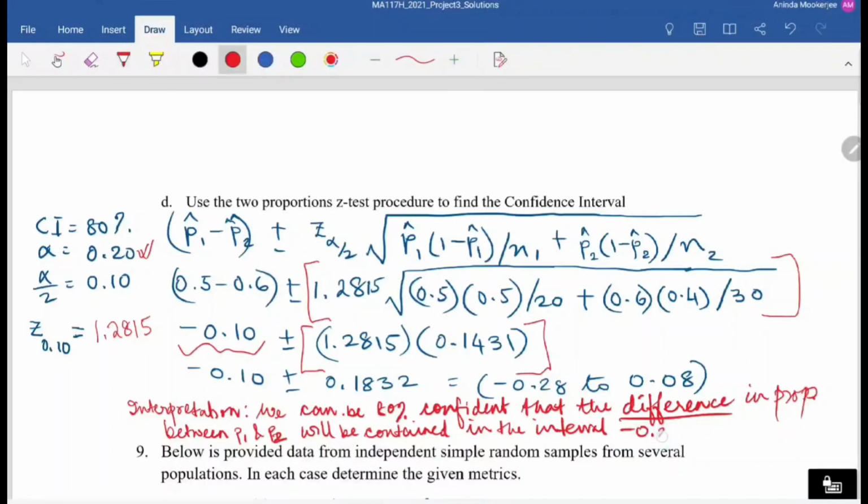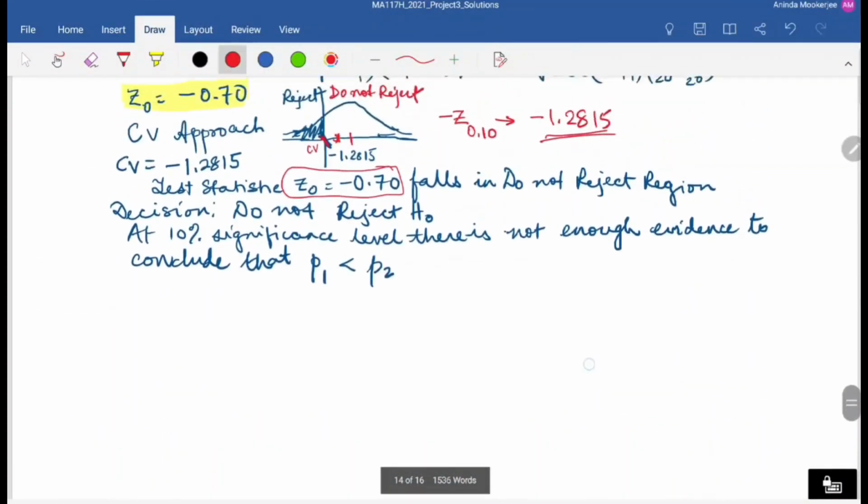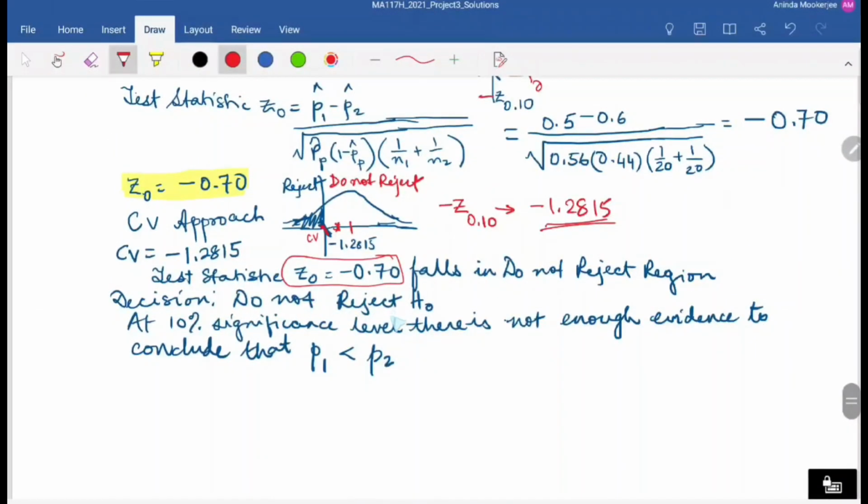Negative 0.28 to 0.08, and also look at the signs, because this is a question on difference. Look at the signs for the endpoints. One is negative, one is positive. That means it contains a 0 for a difference somewhere in between, and that would say that there's no difference between the proportions. And we found the same thing from our hypothesis test. All right, so that agrees with the hypothesis test results, right?